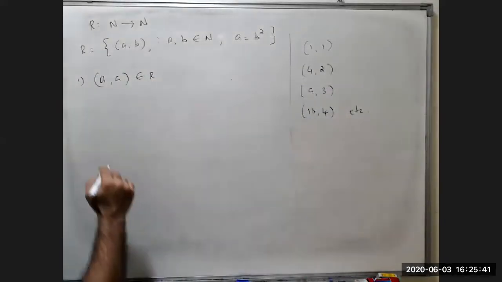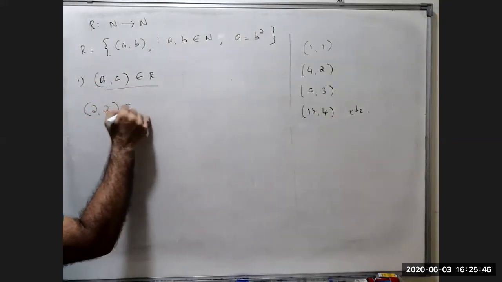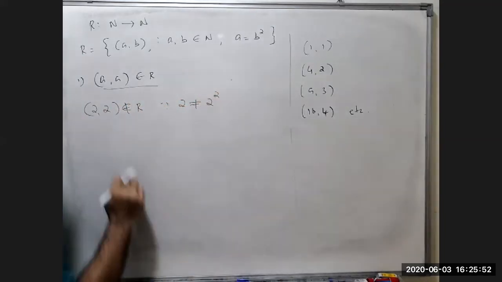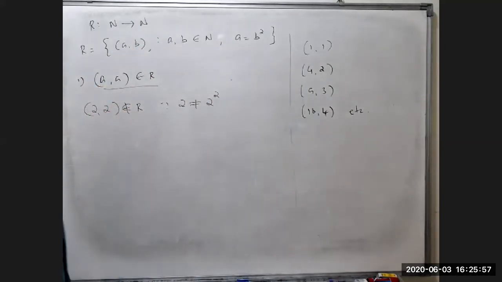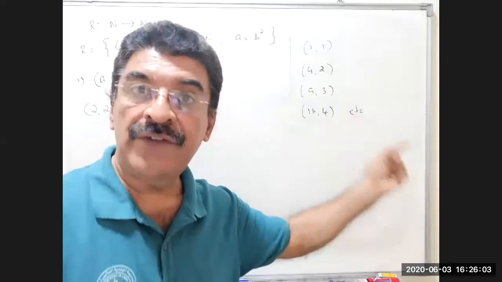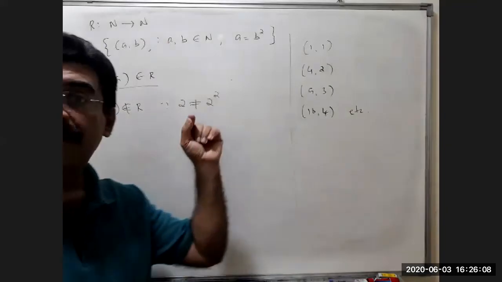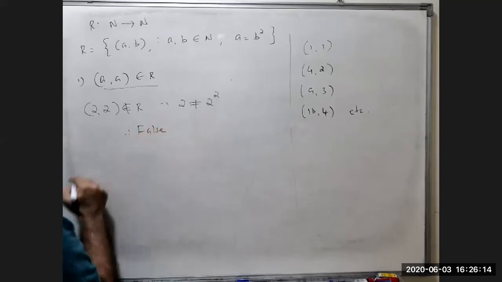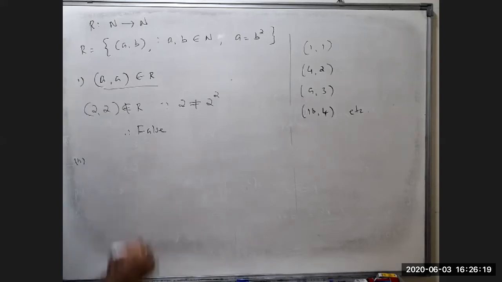No. So we can write an example: 2 2 does not belong to R, because we take AB only if the first number is square of second number. We take only those pairs where the first number is square of second number. So 2 2 cannot be taken, therefore it is false. Now, second bit: AB belongs to R.